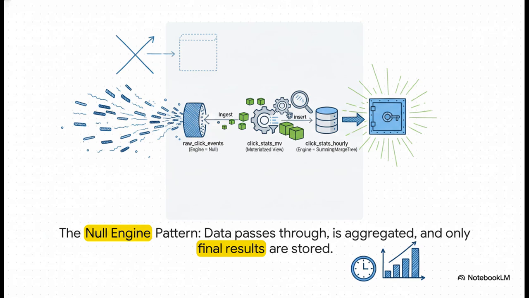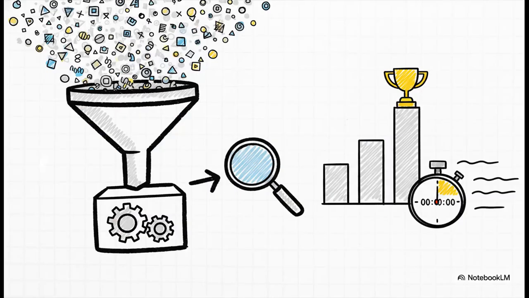So this diagram sums up this whole pattern beautifully. Raw data streams in, it passes right through that null table, the materialized view instantly grabs it and does the math, and only the final summarized results actually get stored. We never even have to store the raw click events, which saves a ton of space, but we still get our stats in real time. It's incredibly efficient.